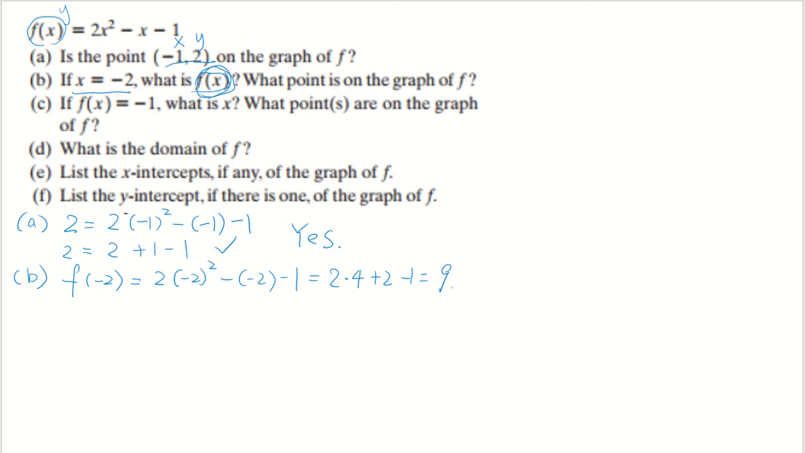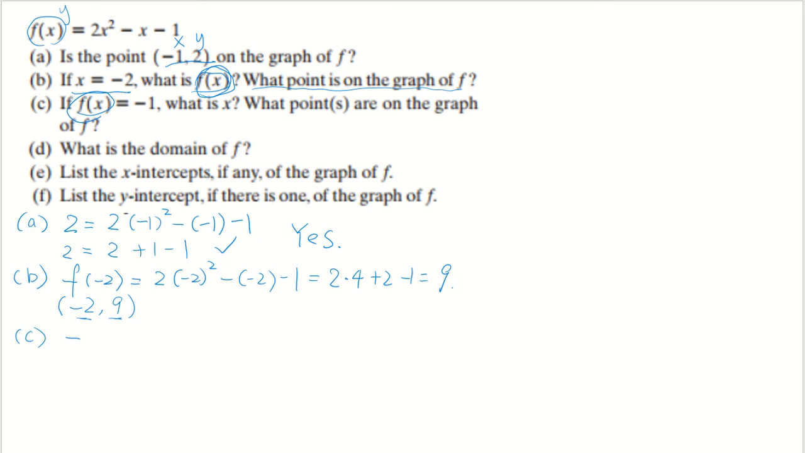They also ask you, what is the point on the graph of f? So the corresponding point here is (-2, 9): x value, y value. Okay, see here. If f of x is -1, what is x? So f of x here means the y value. Here they're asking you, if y is -1, what is x? So you want to replace f of x, or y, with -1.